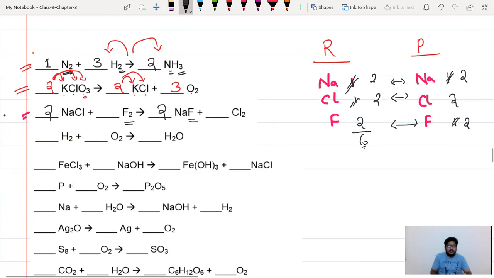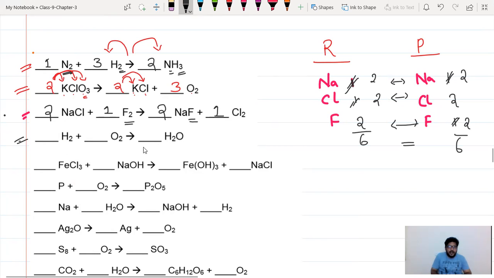If you count total 6, here if you count total 6, 6 is equal to 6, satisfied law of conservation of mass. Here if you didn't find any number, you can substitute just 1, because 1 into 2 is 2 only, count will not change. Now this fourth equation, without writing reactants and products, can you crack it?